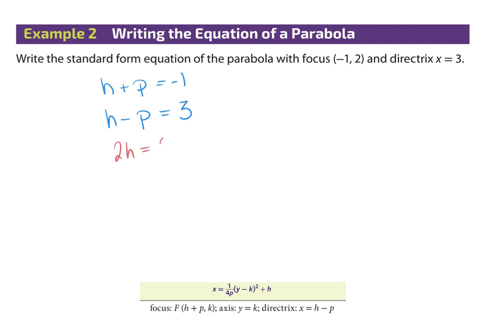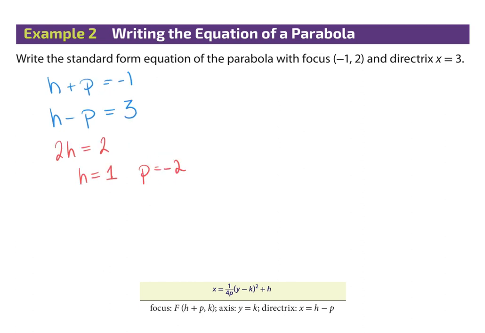2H equals 2, so H equals 1. So then my P should equal... 4. No, sorry, -2. I have my P. I can go back and figure out what's going on. My A is really easy to figure out right now because if I have P, then I know that A equals 1 over 4 times P. So my A is going to be -1/8.